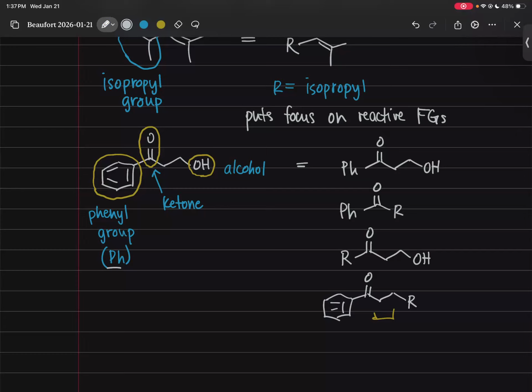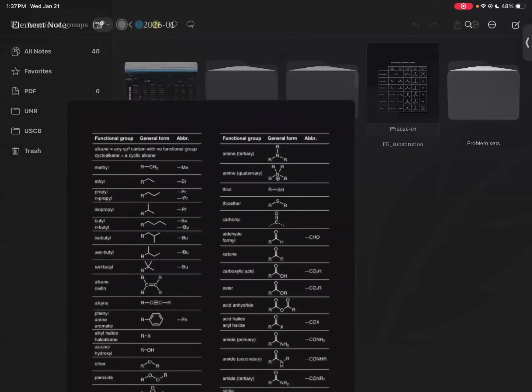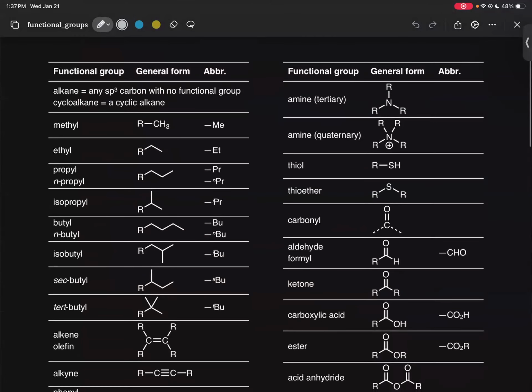Okay, so on Blackboard, and if you happen to have a device handy, I would recommend bringing this up. It's on the front page. It's like the third or fourth thing. And it's just a chart of a whole bunch of different functional groups. So a couple of these we have already seen. I think I showed you the isopropyl group.